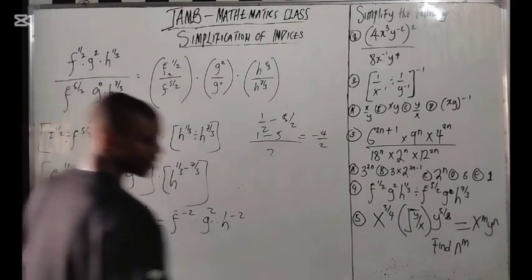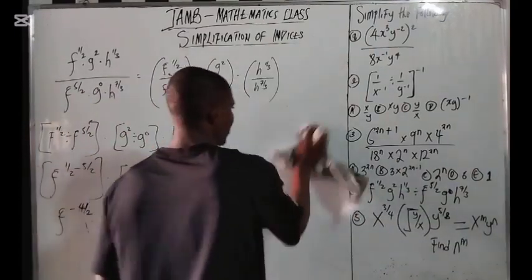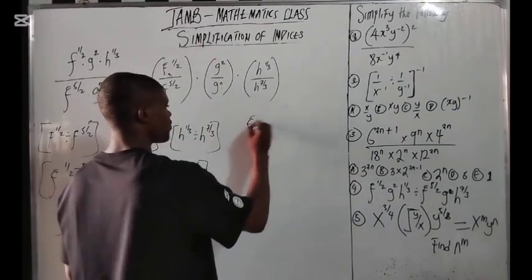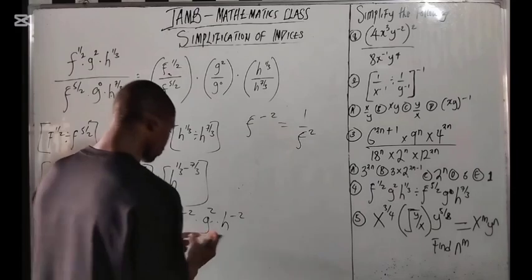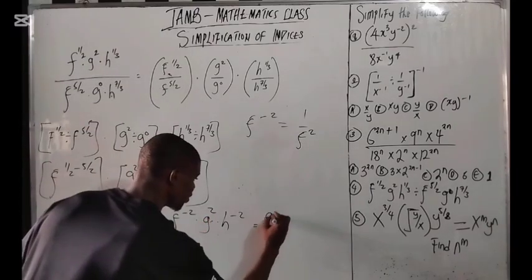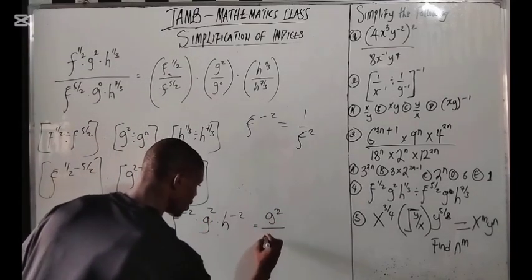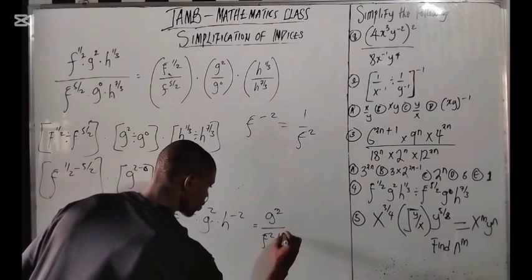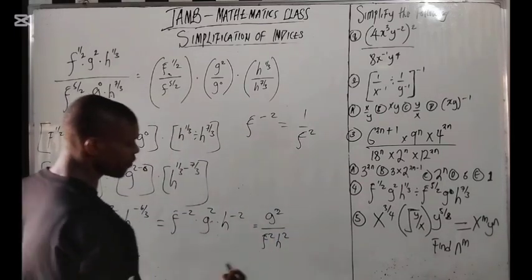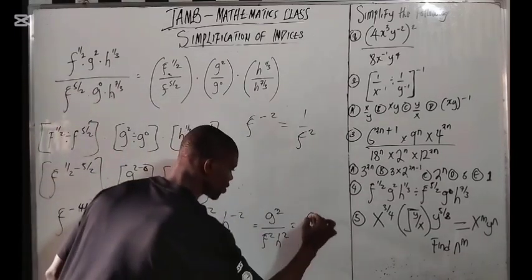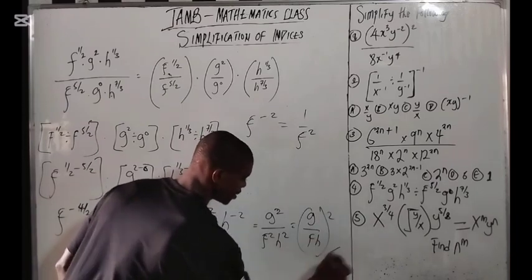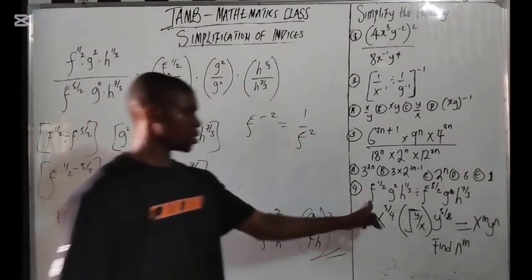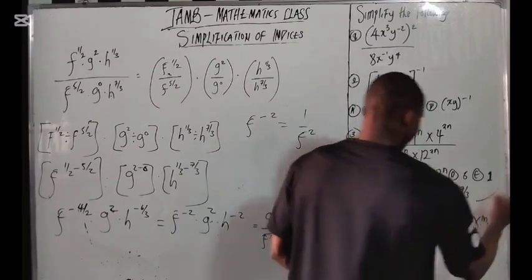Now, if I should have something like this, f minus 2, also you see that 1 over f2, right? So you can just say g raised by 2 over f2 h 2. It's okay. So f has a square, so it can be g over f h squared. This is the answer. So we are done with this one here.